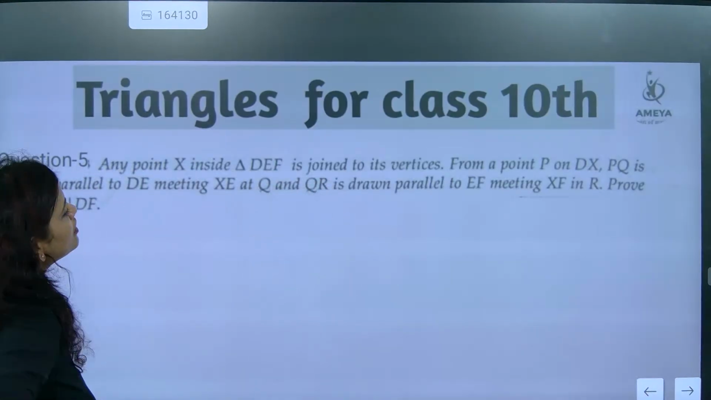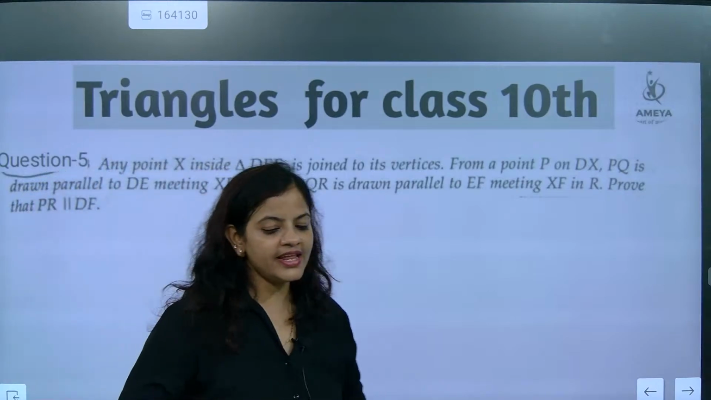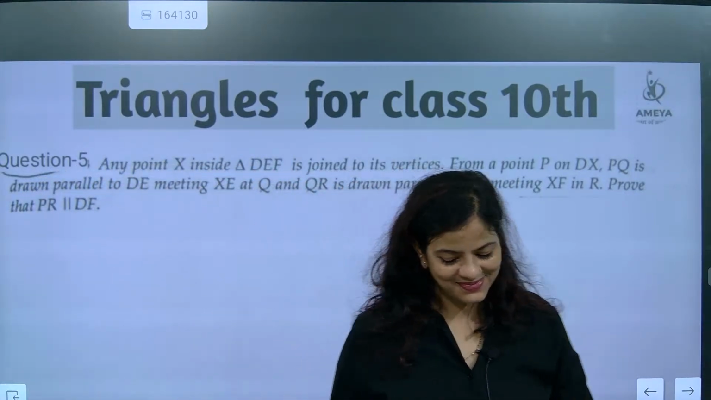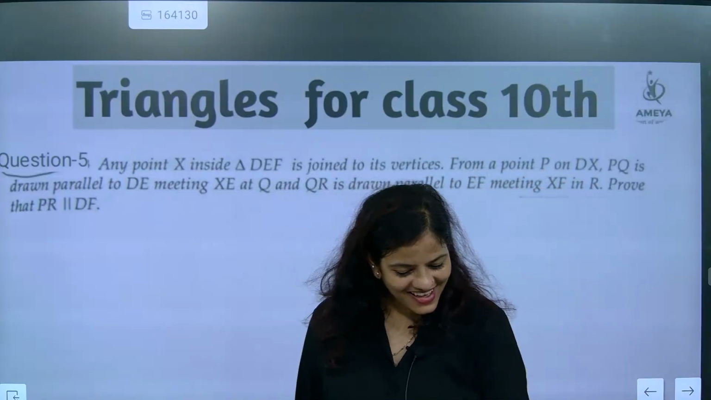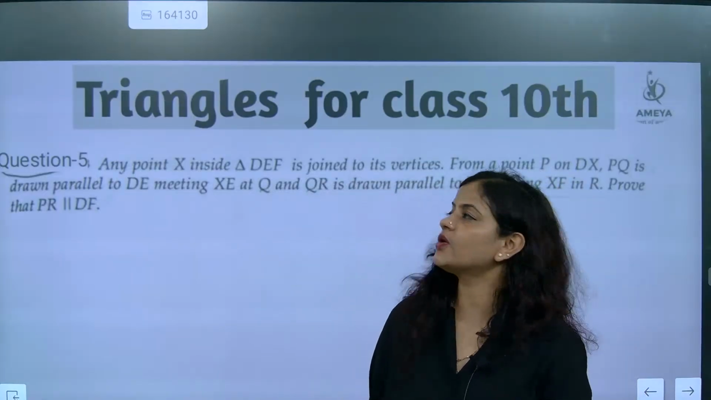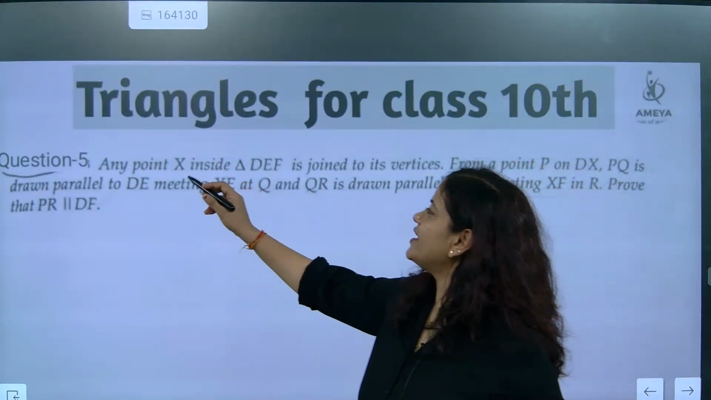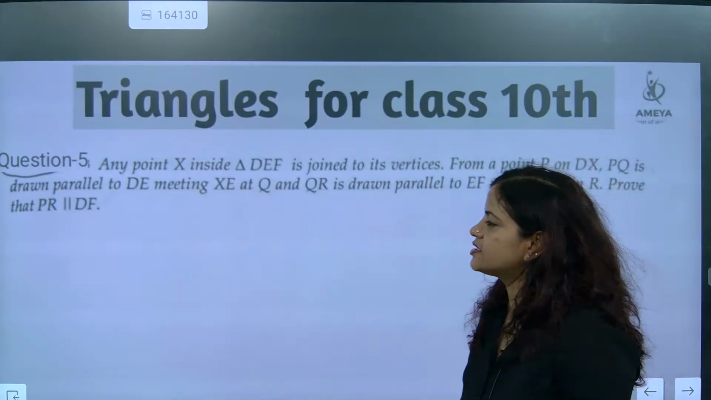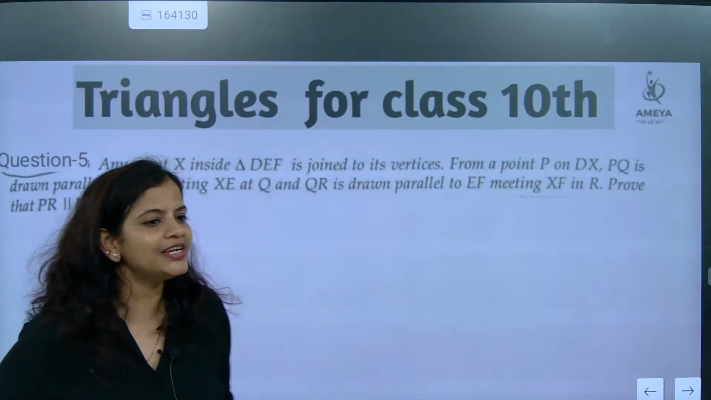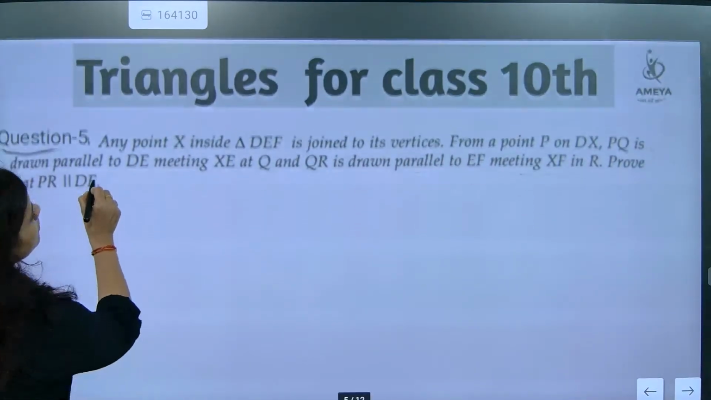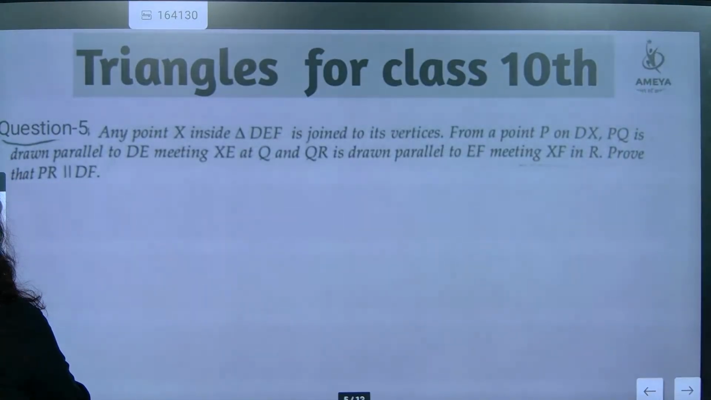Okay, now can I solve this question, beta? Now look here. Any idea how to solve this question, children? Come on, look here. First work is, if they will be asking you one question, the question is what given? Any point x inside triangle DEF is joined to its vertices. So any point x is joined to its vertices. So now look here, beta. First work is, we will draw the part what they are asking from us.